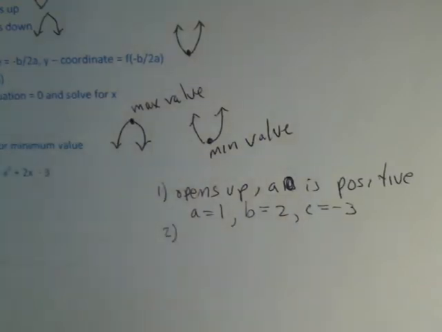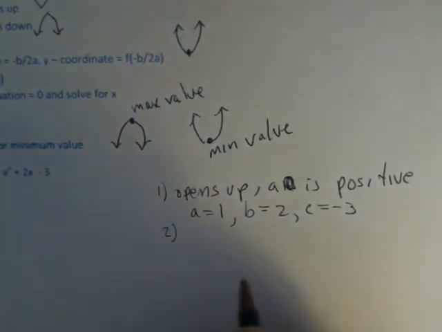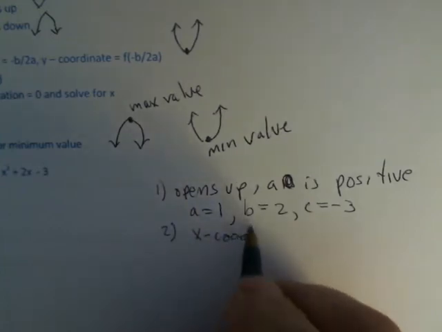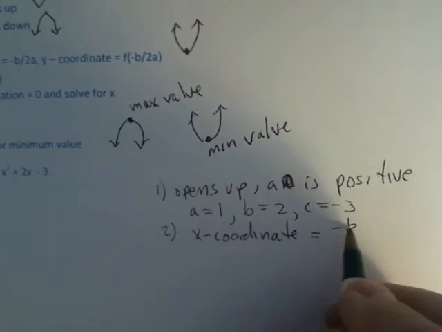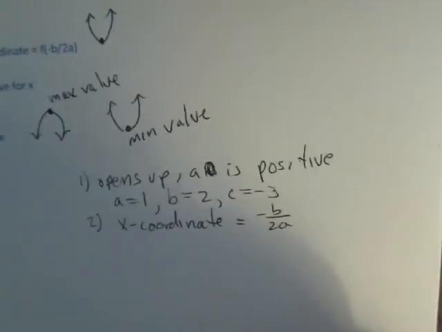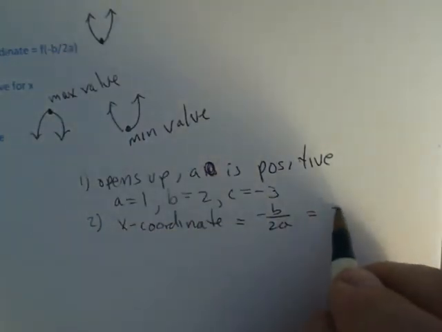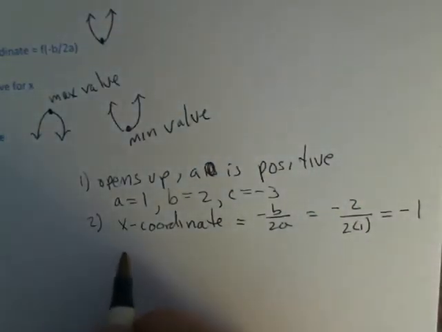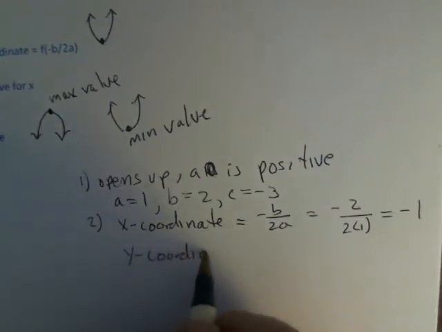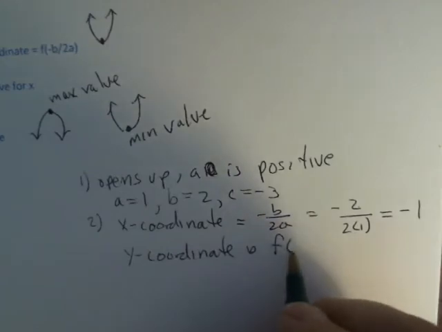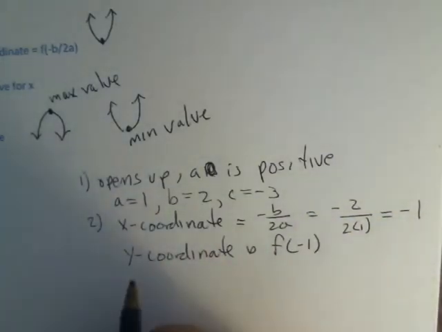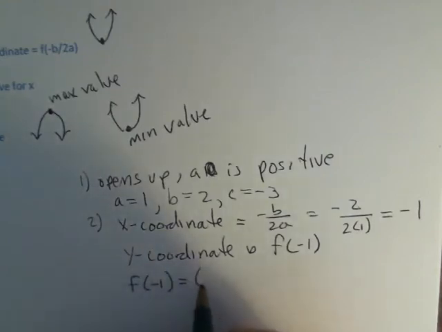The second thing we want to identify is the vertex. Now this is kind of confusing at times, but you've got a formula. So keep in mind your x coordinate is minus b over 2a. Well, I know b is 2, so I make that negative 2. A is 1, so it's over 2 times 1, and negative 2 over 2 gives me negative 1. My y-coordinate is f of negative 1. So I take this x value here, substitute it into the equation, and simplify.